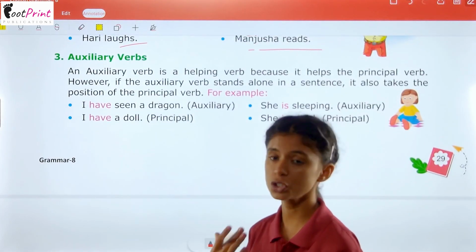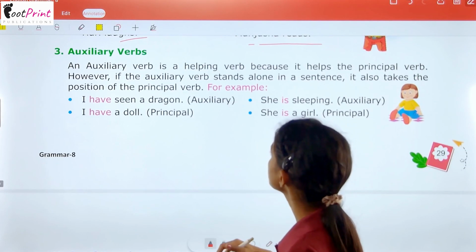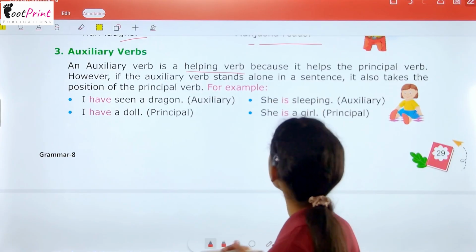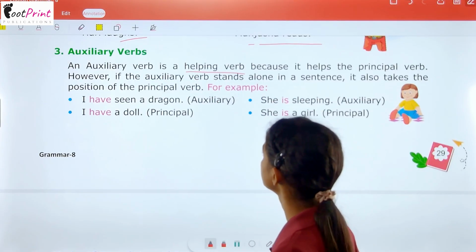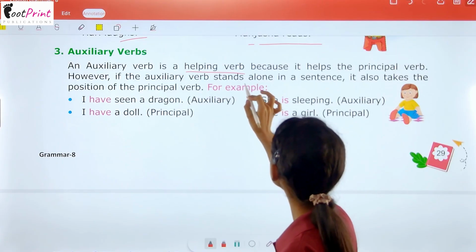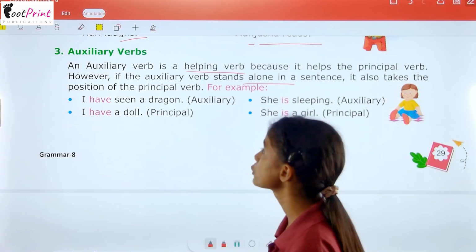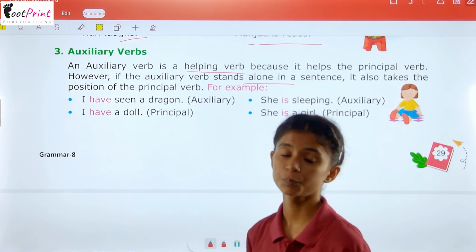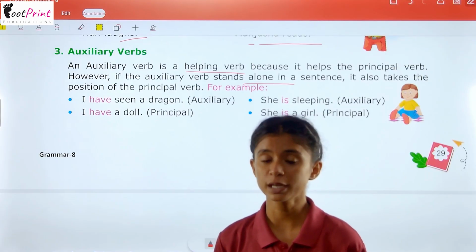Next we have auxiliary verbs. What are these? An auxiliary verb is a helping verb because it helps the principal verb or the main verb. If an auxiliary verb stands alone in a sentence, it also takes the position of a principal verb. Okay, so it is basically a helping verb that we use in tenses.